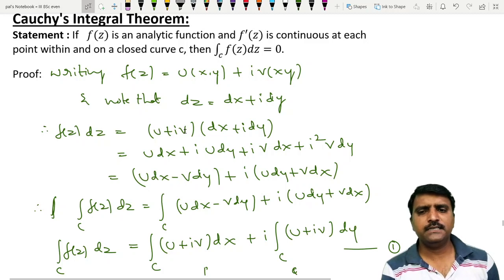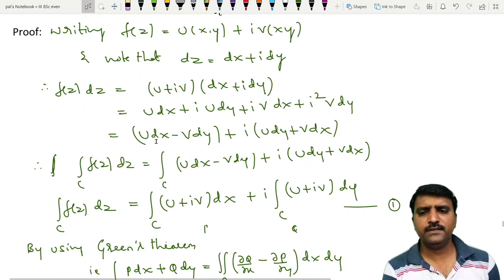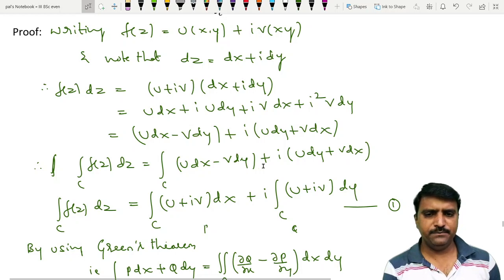Okay, what is f of z? It is u plus iv. And what is dz? dx plus i dy. If you go on simplifying this, it assumes this form: u dx minus v dy plus i into u dy plus v dx. After that, you substitute the same in the integration of f of z dz, so the integration of u dx minus v dy plus i into u dy plus v dx over C.